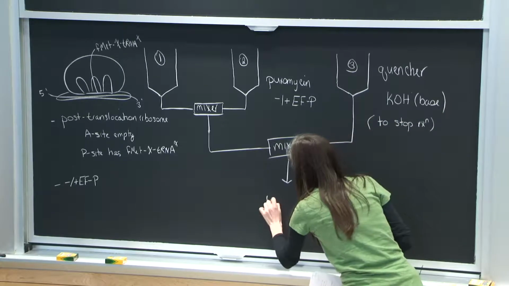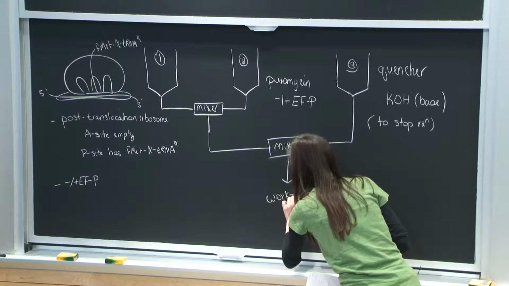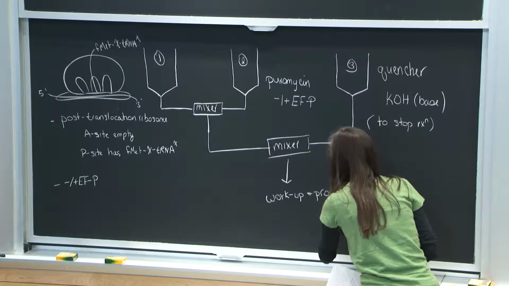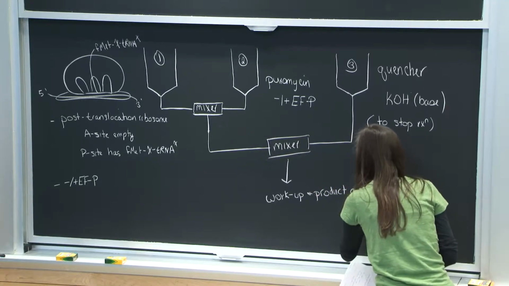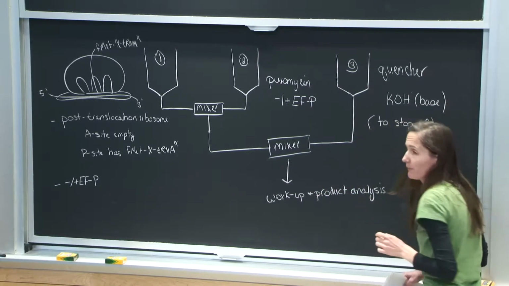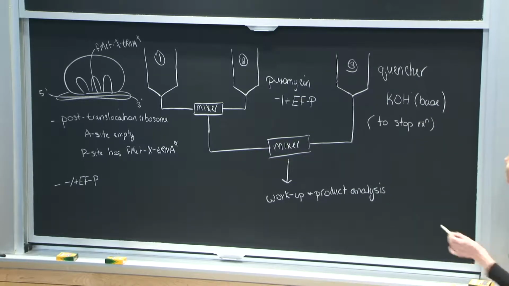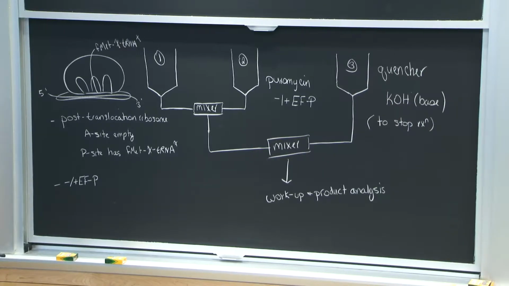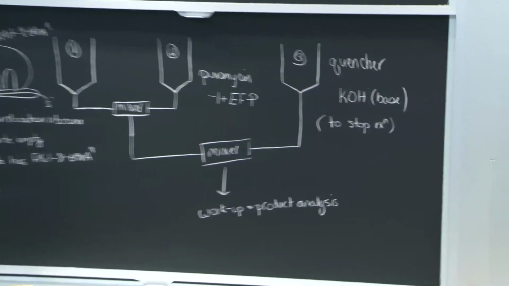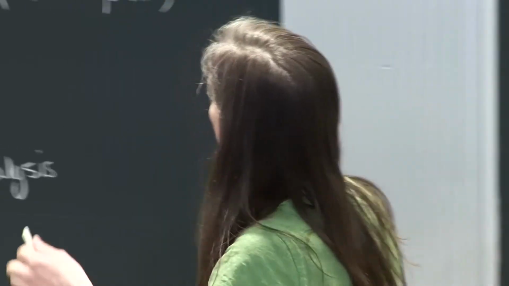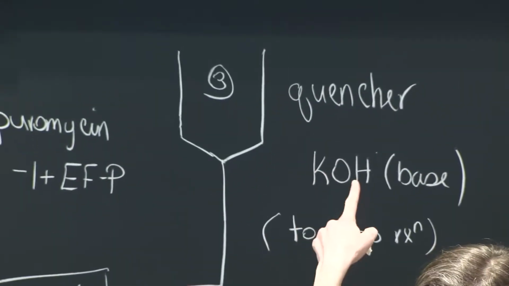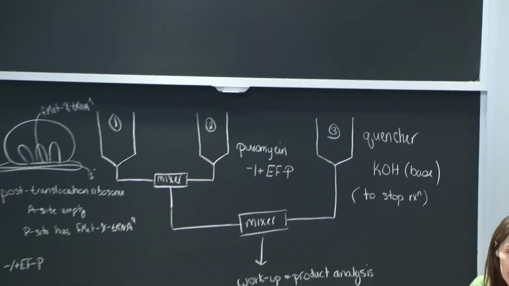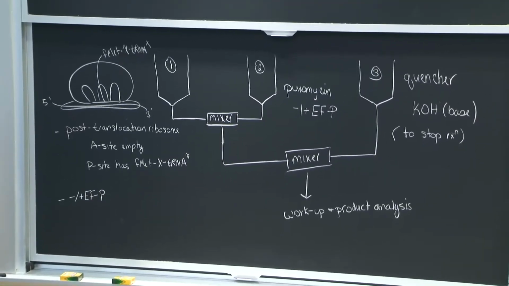Okay, and then there'll be some sort of workup and product analysis. Okay, so in this case, they chose to hydrolyze the peptidyl tRNAs and look at the peptide fragments. So you can imagine you need a method that's going to separate fMet-X, whatever amino acid X is, from that product there. And then the radiolabel on the fMet is used for quantification.